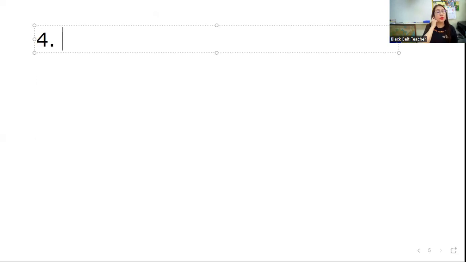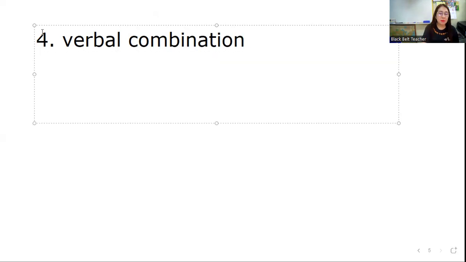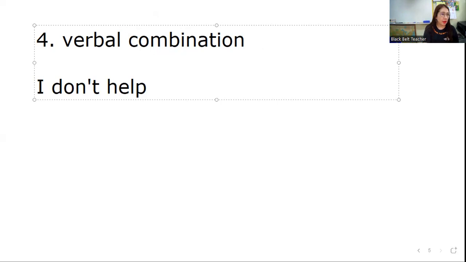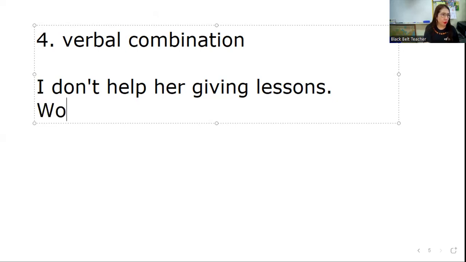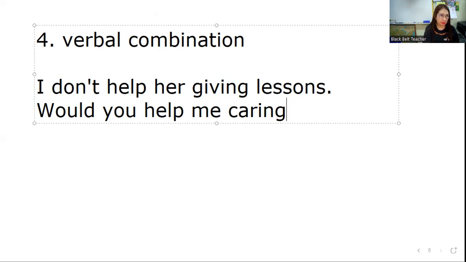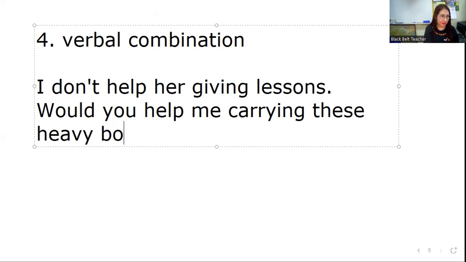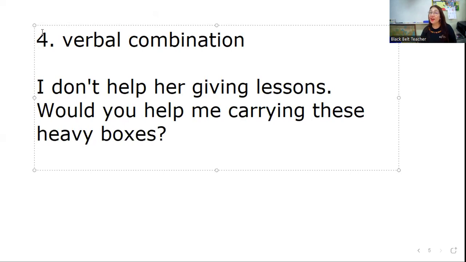And now, the usage number 4, it's about verbal combination. And here comes the sentence you use help. I don't help her giving lessons. Yeah. Would you help me? Would you help me carrying these heavy boxes? Would you help me carrying these heavy boxes? So after help, we use ing.